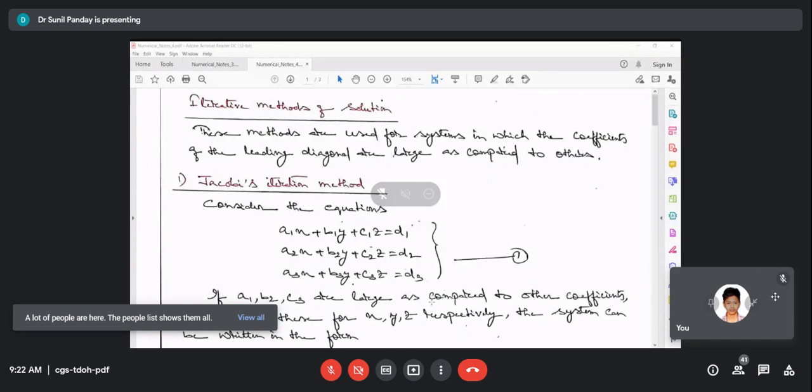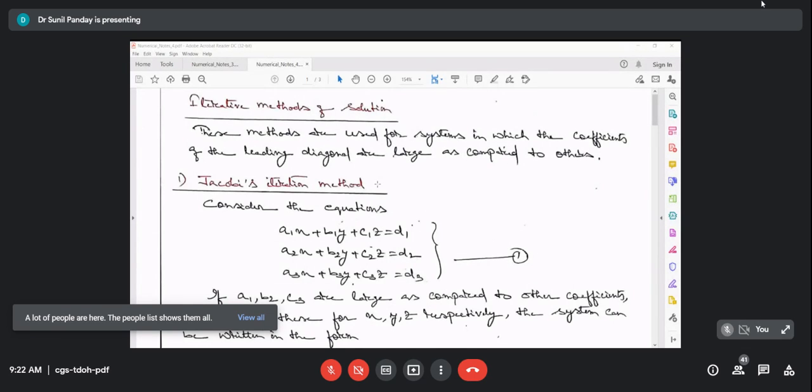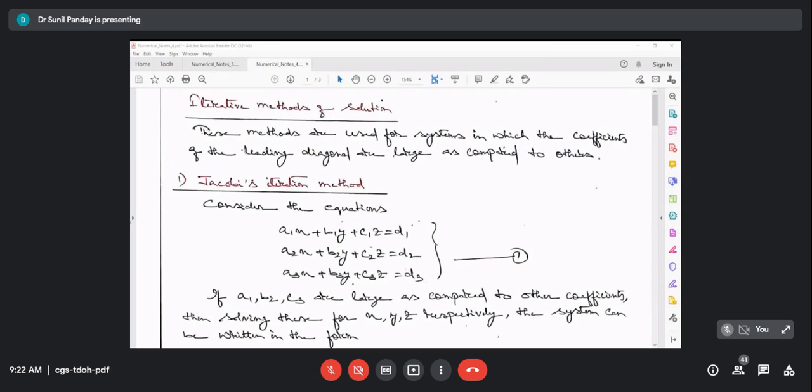Today we learned this iterative method for solution of system of equations. These methods are used to solve systems in which the coefficients of the leading diagonals are large as compared to others.